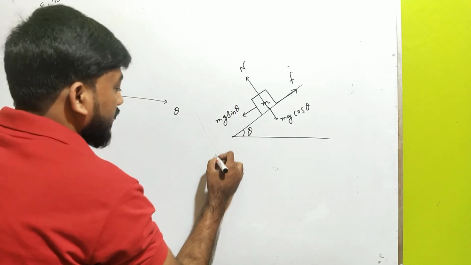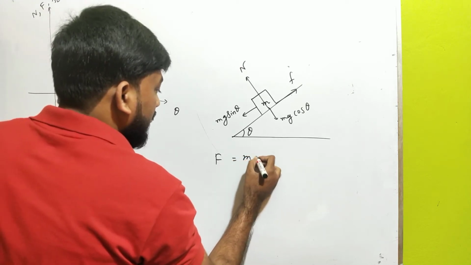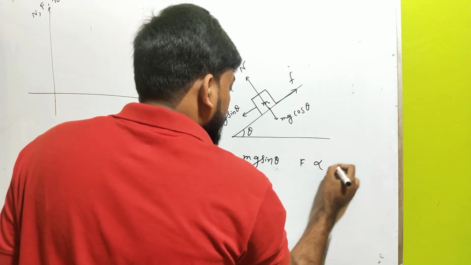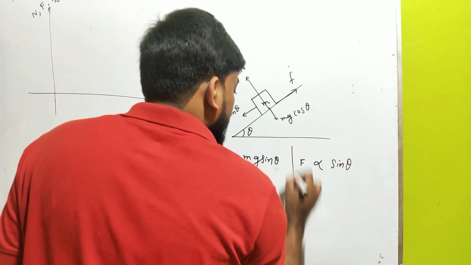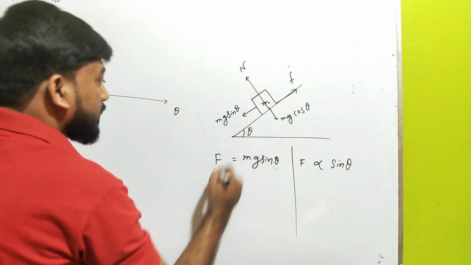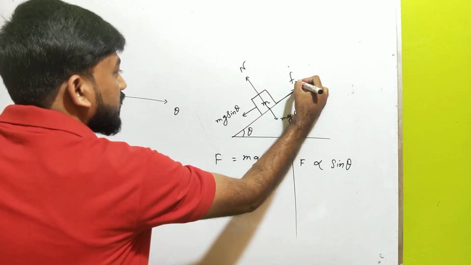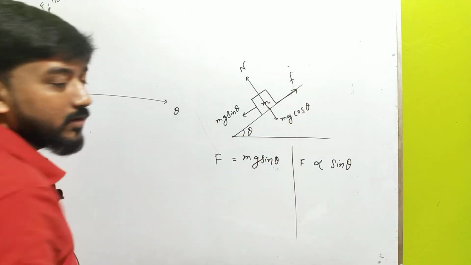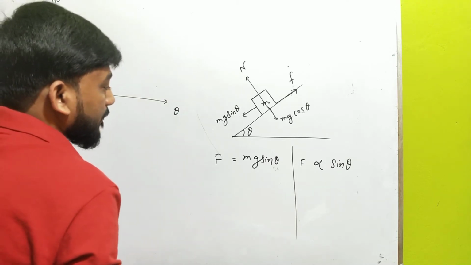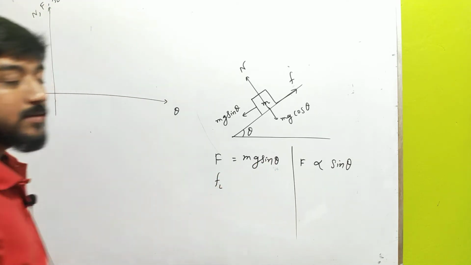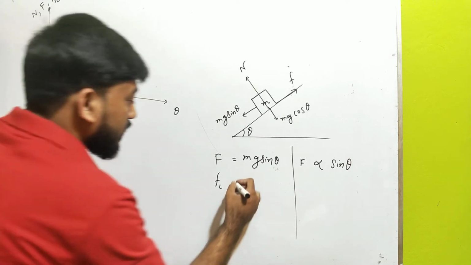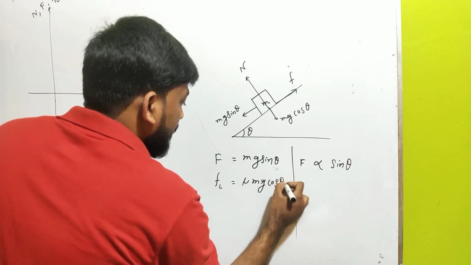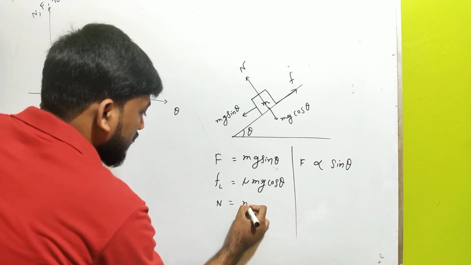Here the applied force F is equal to mg sin theta. So obviously this F will vary proportional to sin theta. Similarly, we have the frictional force. What will be the limiting frictional force? Let me take FL in terms of theta first. FL will be mu N, and N will be mg cos theta.